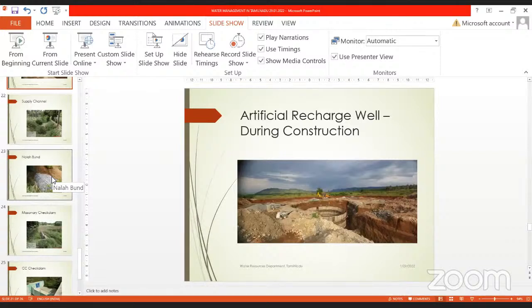Besides this, the basic concept is that if we slow down the flow of water, it will automatically recharge the ground. So in order to slow it down, we have to create a barrage. That barrage can be a check dam, a Nalla Bund, or any barrage of that kind. A simple and cost effective measure is to go for a Nalla Bund.